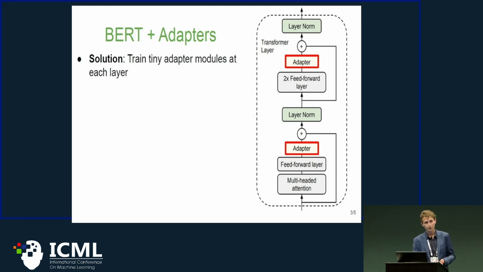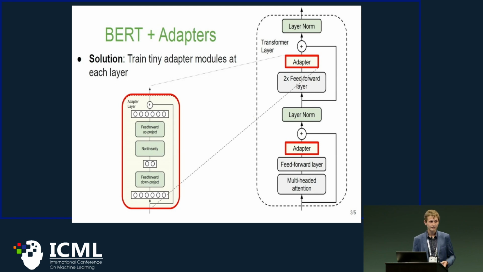The adapter modules work as follows. They take the hidden state, and they simply project it down using a bottleneck layer. Now, by scaling down or up the bottleneck size, we can reduce or increase the number of parameters that we use in our adapter module.